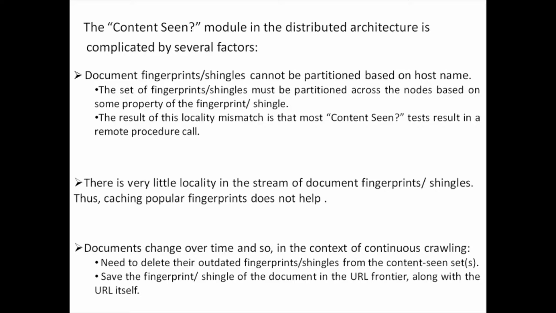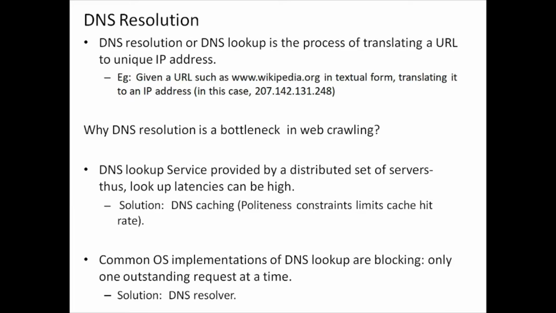So that is about the distributed crawler architecture. Now let us move on to the DNS resolution. We know that each web server has a unique IP address, and this IP address is a sequence of 4 bytes generally represented as 4 integers separated by dots. For example, you can see that 207.142.131.248.